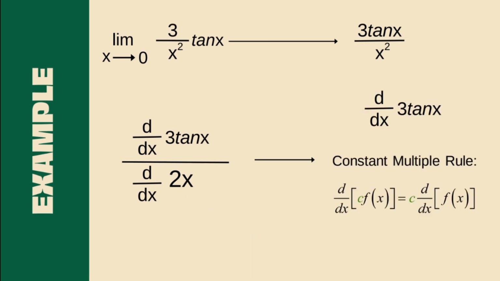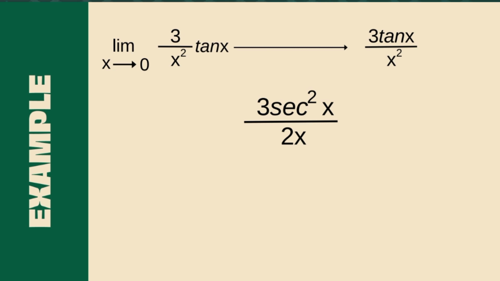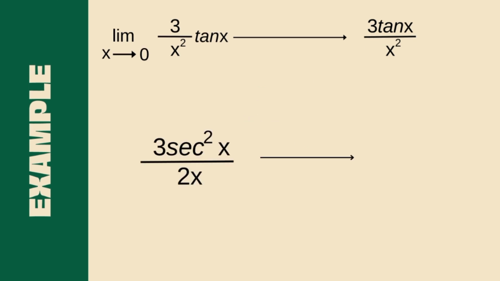To get the derivative of 3 tangent x, we are going to use the constant multiple rule of differentiation, wherein we can move the constant outside of our derivative operator and then get the derivative of the function of x. In our problem, we can move 3 outside and then we can get the derivative of tangent x. The derivative of the trigonometric function tangent x is equivalent to secant squared x. Now we are left with 3 multiplied to secant squared x over 2x.